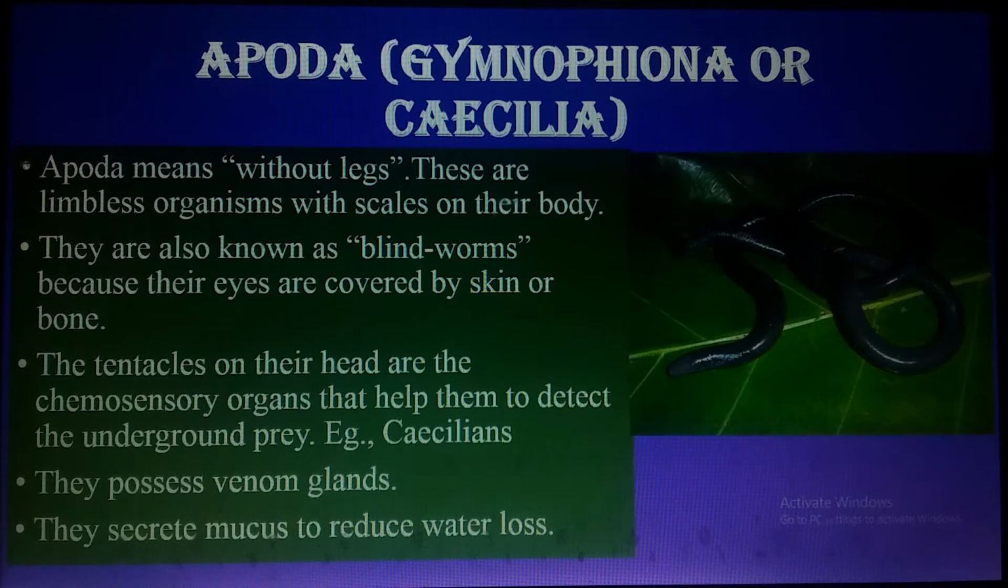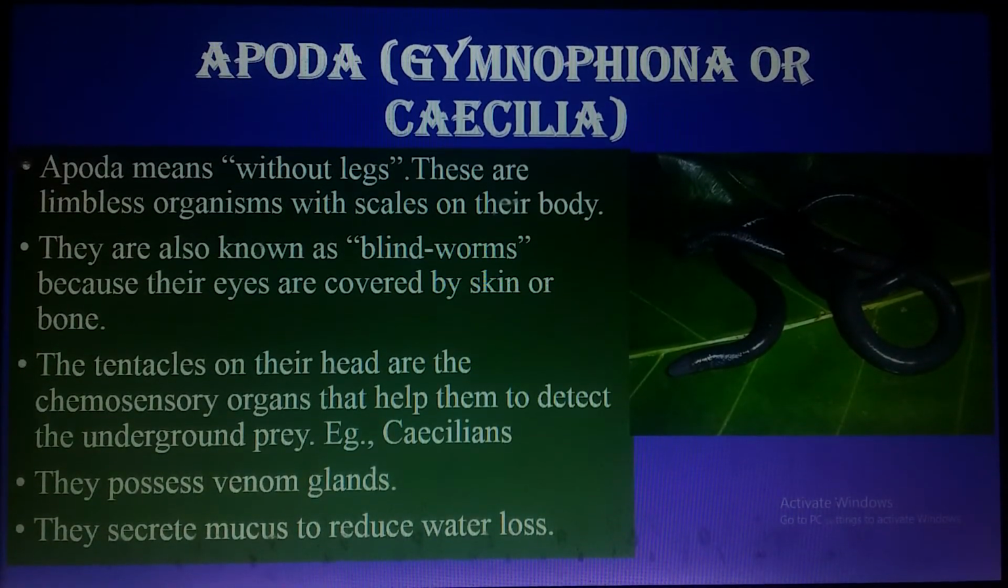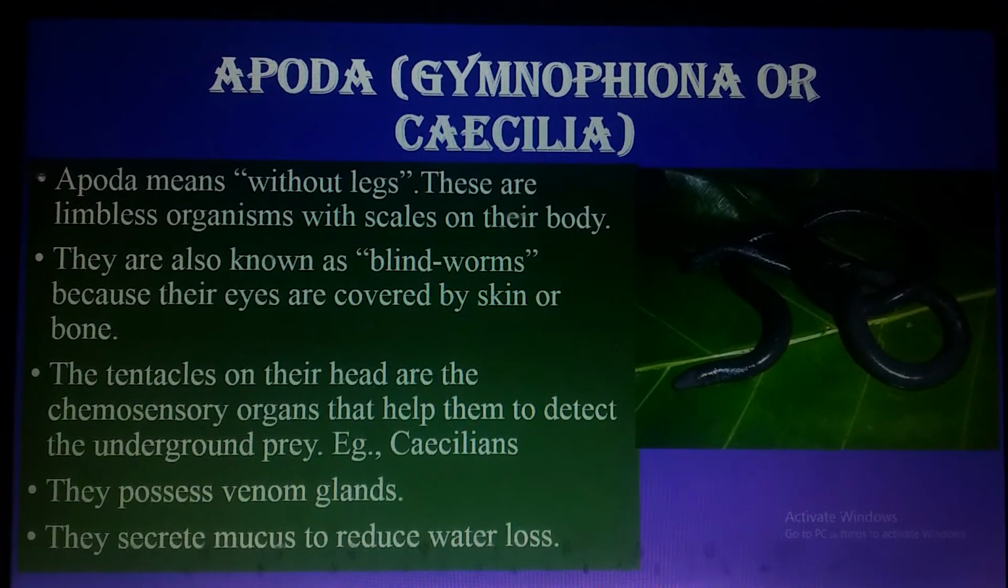And Apoda means A, without. Pods, the word pod is used for appendages, meaning legs, forelimbs and hind limbs. So they don't have fore and hind limbs, they are without legs. That's why they are known as Apoda. These are limbless organisms with scales on their body. And you can see here in the figure Apoda. Is it clear?